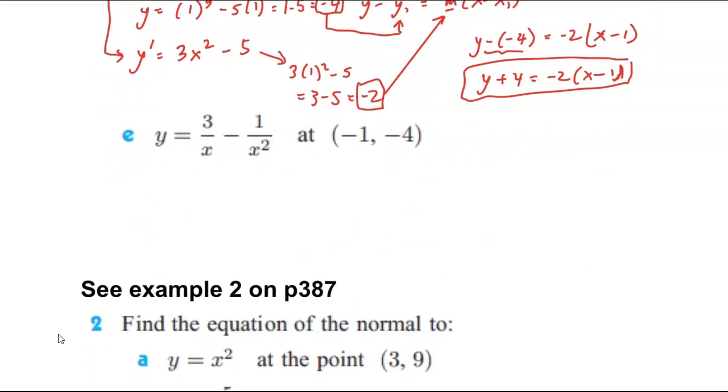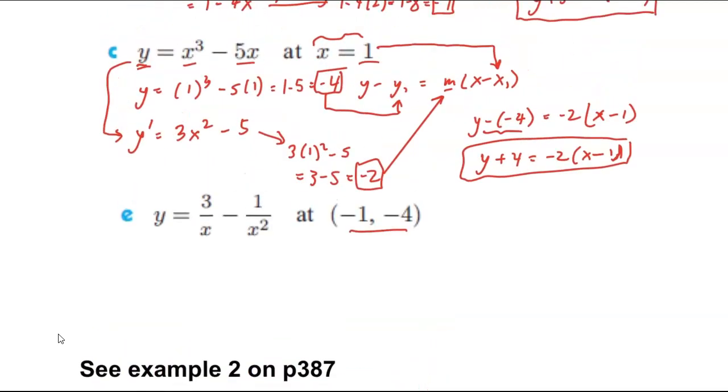y equals 3 over x minus 1 over x squared at negative 1 comma negative 4. This is different, right? Before they would always just give us the x value. Here they gave us a coordinate pair. Remember, this is our x coordinate and this is our y coordinate. So they're actually giving us more information than they gave us before. They gave us both x and y. So that eliminates one of the ingredients that we need, right? Because we are going to, once again, fill in point slope form, but they already gave us the x1 value and they already gave us the negative 4 for the y1 value.